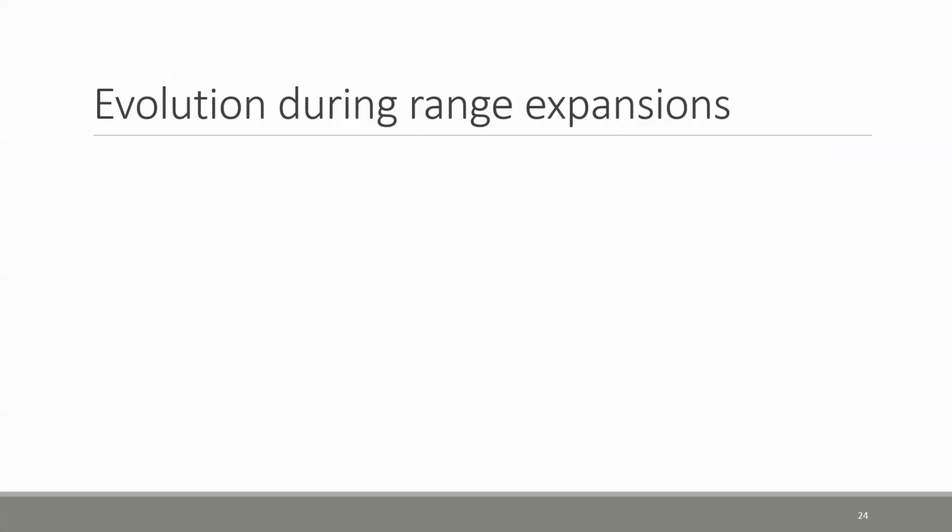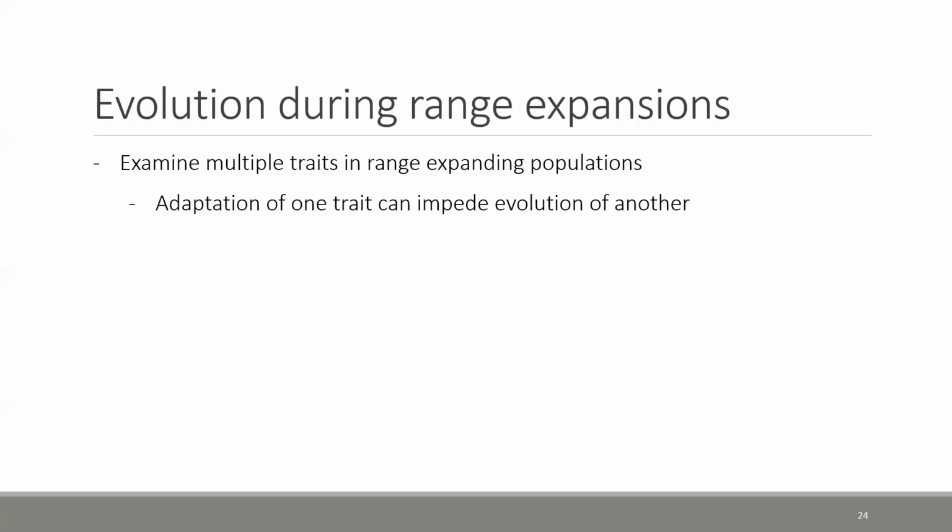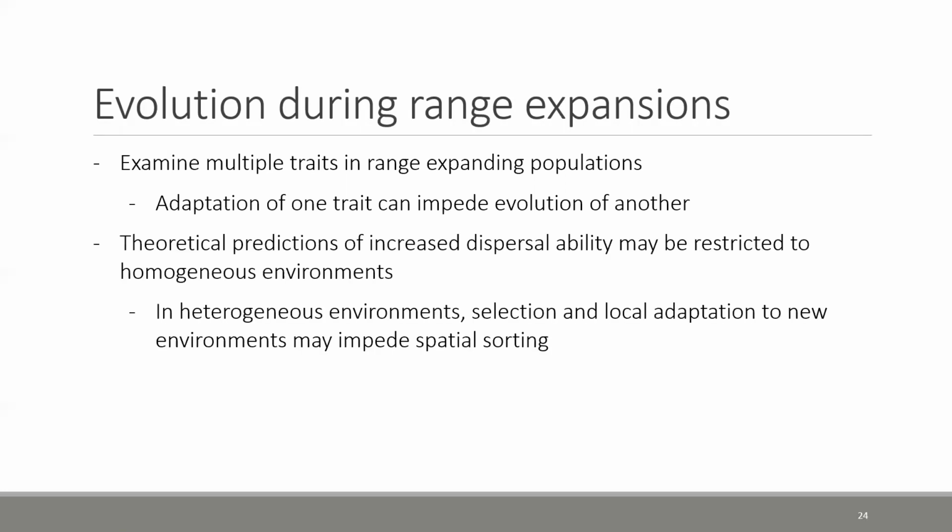So to broaden out these findings a little bit more to the study of range expansions in general, we suggest that multiple traits should be looked at when studying range expansions, because as we've seen, adaptation of one trait could impede adaptation of another trait. And finally, we propose that the theoretical predictions of increased dispersal ability at the edge may be restricted to only homogeneous environments. In heterogeneous environments, selection and local adaptation could be more important and impede spatial sorting of dispersal ability.